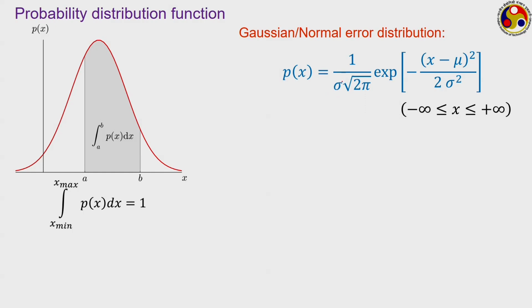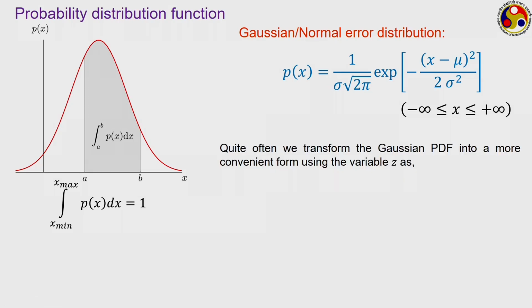Here sigma refers to the standard deviation, the population standard deviation, because here we are performing over a very large set of data, or when x ranges from minus infinity to plus infinity, that means our data set is an infinite one. And here mu refers to the mean, the arithmetic mean based on the population. So, this is the Gaussian error distribution.